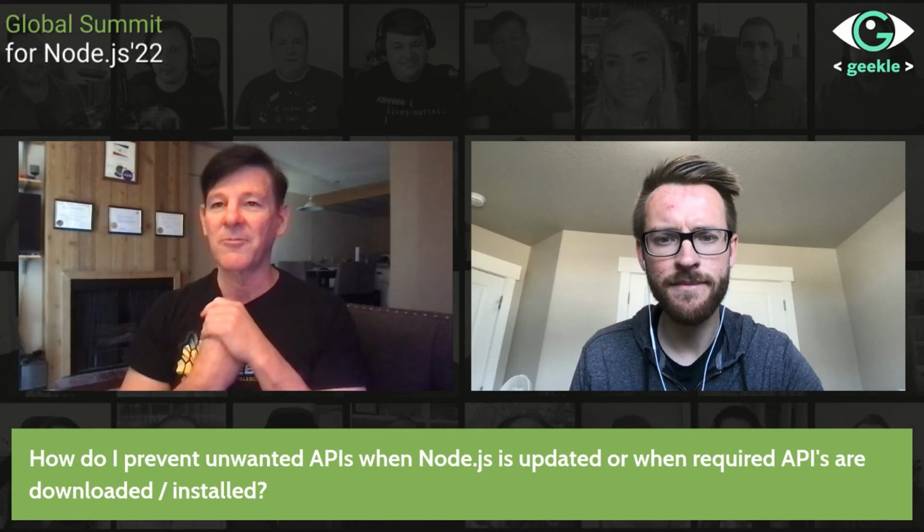Okay, how do I prevent unwanted APIs when Node.js is updated or when required APIs are downloaded and installed? I'm not sure I understand that question. In other words, if I'm going to install something new on Node.js, some new API, sometimes they bring in stuff that's unwanted, right? Yeah, I'm really not sure if we're talking about a latest version of Node.js which pulls in a new version, and you're updating, right? Honestly, I don't know how to answer that.